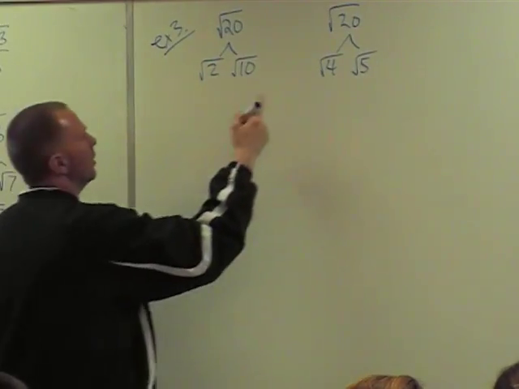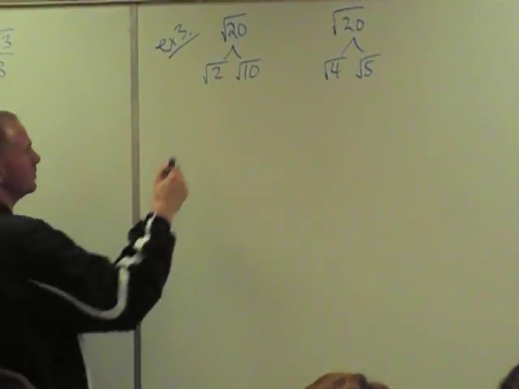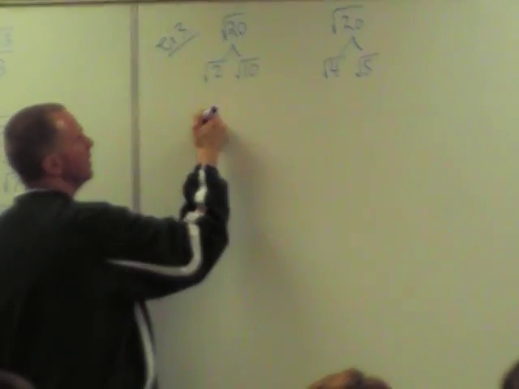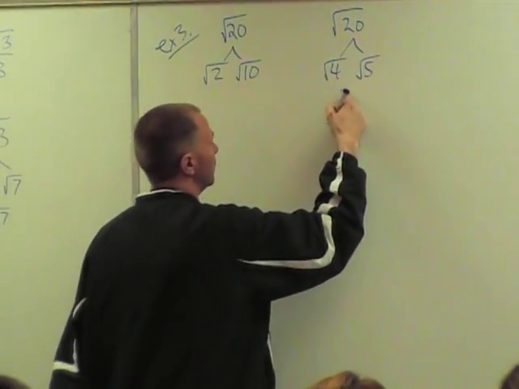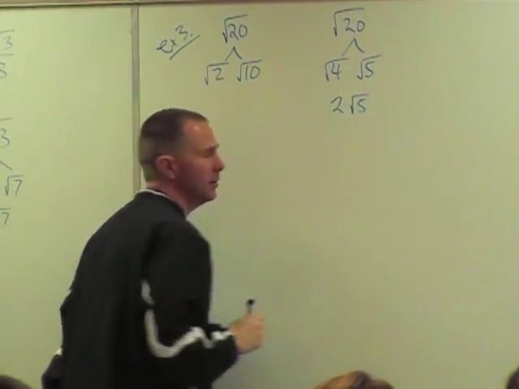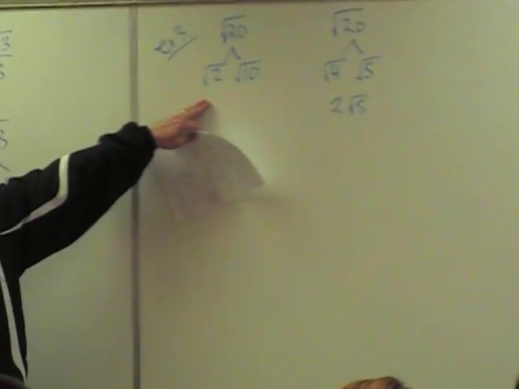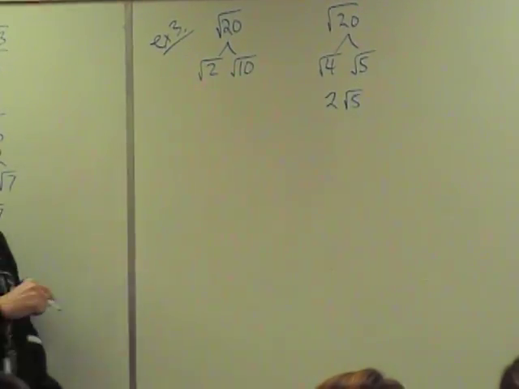Okay. So I'm showing that it doesn't matter how you do it, you're going to get the same answer. I'm going to do this one first. What's the square root of 4? 2. Now, can I simplify the 5 any further? No. Okay, so that's really the answer, but let's look at this over here. How are we going to get the same answer?